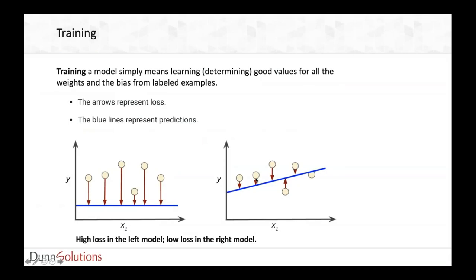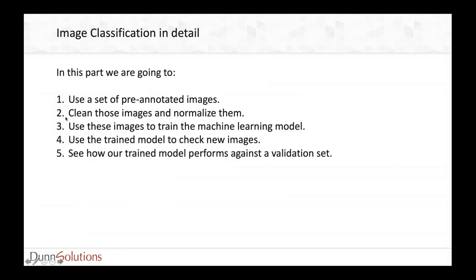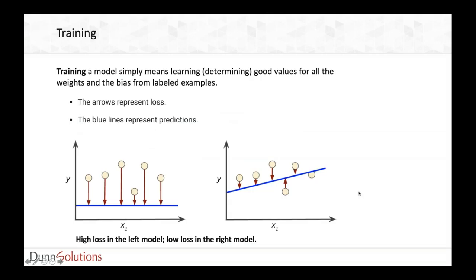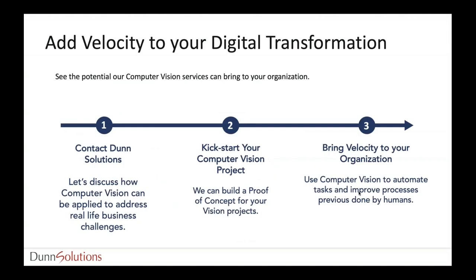Let me get back really quickly to these. So that's what we did. We had a set of pre-annotated images because cats were within the cats folder, dogs were within the dogs folder. We cleaned those images and then augmented them. Then we used those images to train the model, and then we used this model to check the validation set and see how it performs. So that's really it on my side from the computer vision presentation.